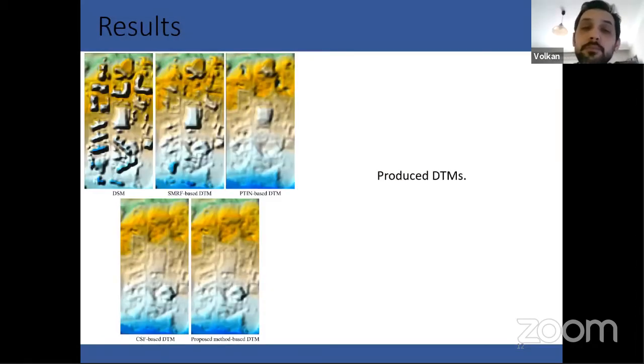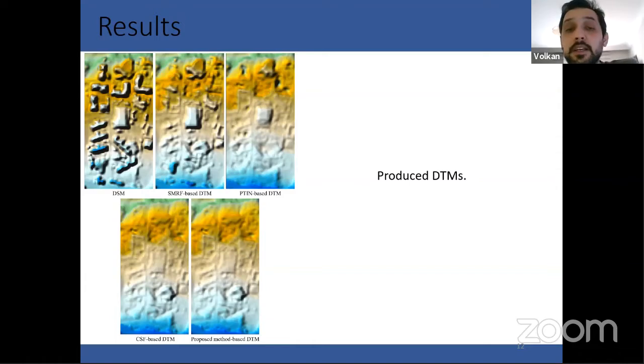The performance of the proposed filtering methodology was compared not only against that of the standard SMRF algorithm, but also against those of popular filtering algorithms, cloth simulation filtering and progressive TIN densification. In this slide, you can see the digital terrain models produced by the proposed method and the other methods used. As seen in this slide, the proposed method and the cloth simulation filtering algorithm presented a very similar performance, as it is very hard to notice the difference between the digital terrain models produced from these methods. The proposed algorithm and the cloth simulation filtering algorithm show the best performance among all.